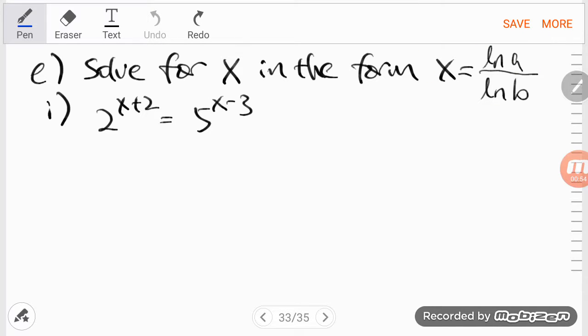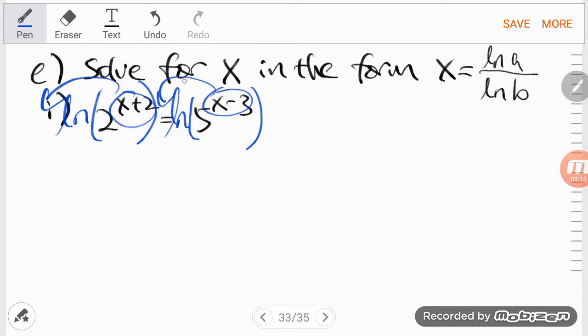So let's get started. For the first one, 2 to the power of x plus 2 is equal to 5 to the power of x minus 3. Now, I need to solve for x, and right now they are in the exponents. So I'm going to introduce ln to both sides of the equation so that the power comes down. And don't forget to put your parentheses.